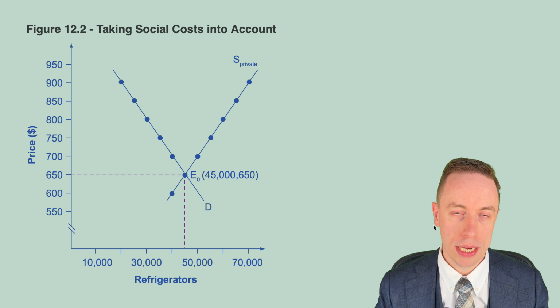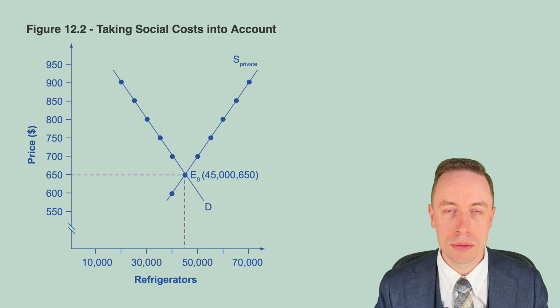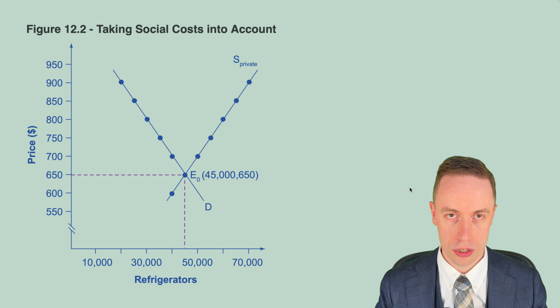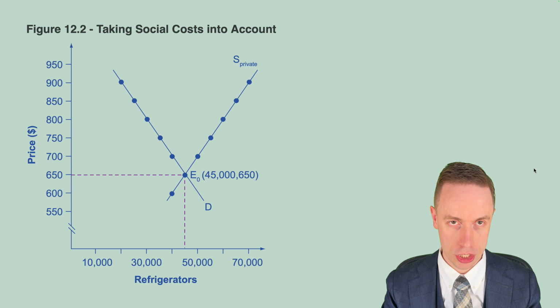Or, second perspective, a little bit more advanced from our more recent modules, is that in an efficient market, the price of the product falls to the marginal cost of production. A private supply curve, of course, represents the marginal cost of production, and we see right here at equilibrium, our refrigerators are selling for $650 each, and indeed that final refrigerator that's being sold, refrigerator number 45,000, has also a marginal cost of $650. So, yay, efficiency.